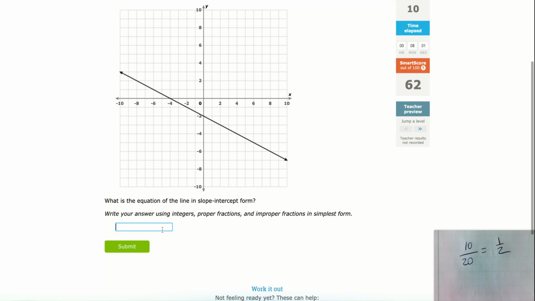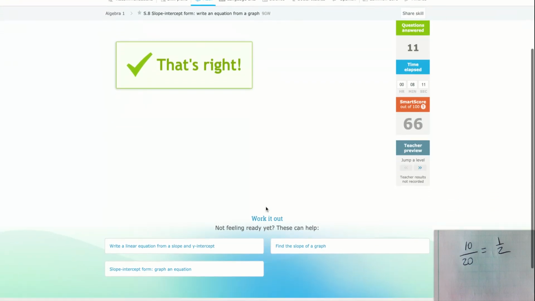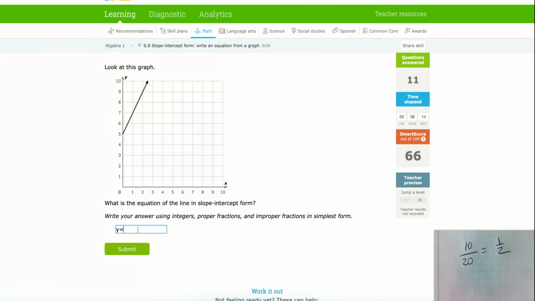Again, here, y equals, again, I have a slope of down 1 over 2, so negative 1/2 times x, and I crossed at negative 2. Here, y equals, looks like I have slope of up 2 over 1. That's just a slope of 2x, or 2 over 1, but I don't need to put the over 1. And then I crossed at a positive 5.